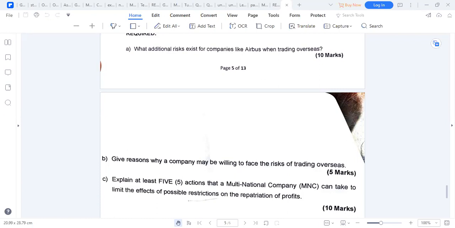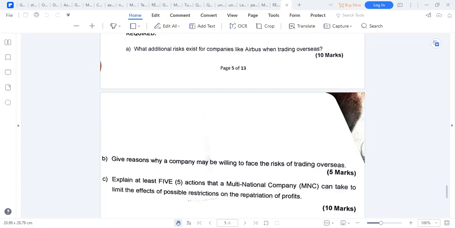Diversification is also another issue. Companies would want to diversify. By diversifying, you spread the risk associated with economic, political, and regulatory changes. You reduce their impact by spreading them in different countries.